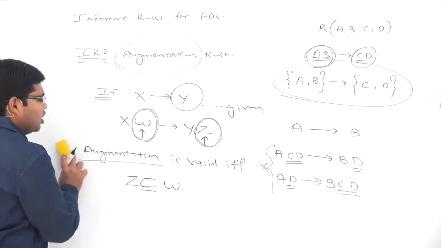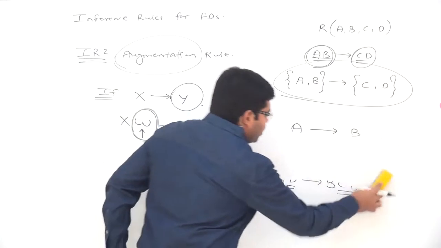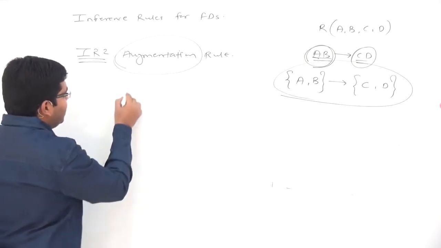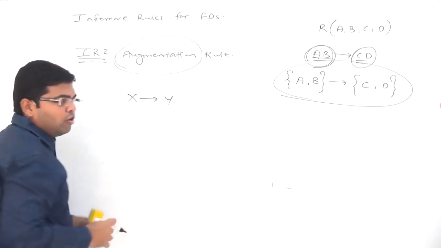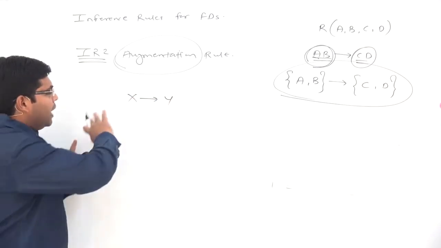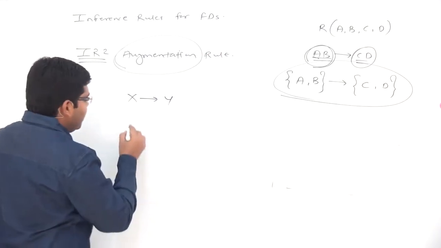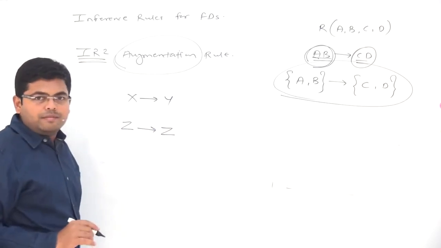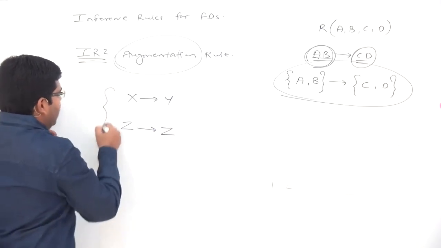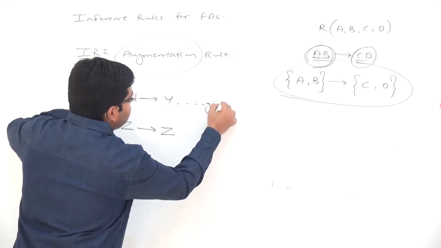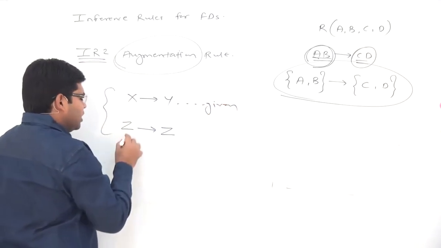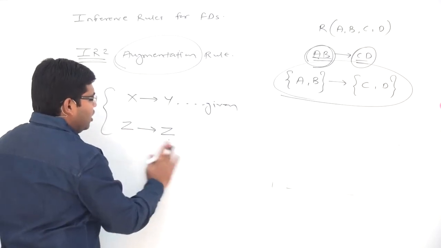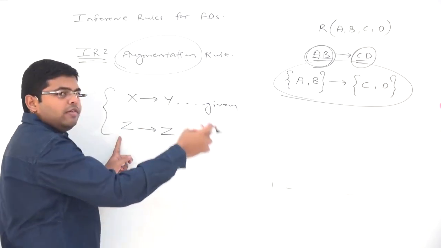There is one more angle to this, a conceptual angle to this augmentation rule. When you have been given an FD which says x gives the value of y, what does that mean? From x you can get the value of y. Then from z you can always get the value of z. That is conceptual. X gives y is given, and every attribute will always determine itself. This is universal, and that is why from z you can get the value of z.